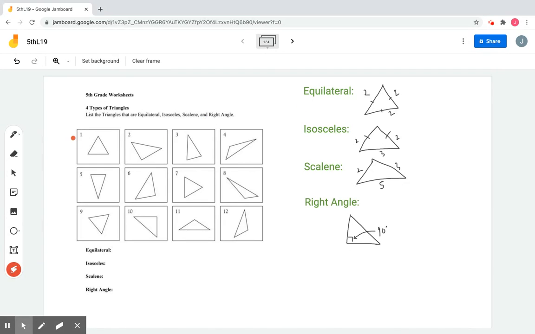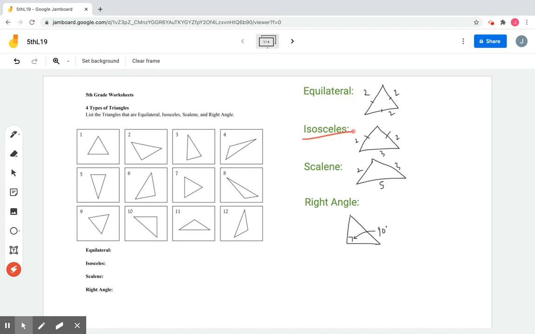First we're going to learn about four types of triangles. There are equilateral triangle, isosceles triangle, scalene triangle, and right angle. Equilateral is a triangle that has all the sides being equal. For example, this triangle has three sides that have the length of 2. So all the sides are equal, so this triangle is equilateral.